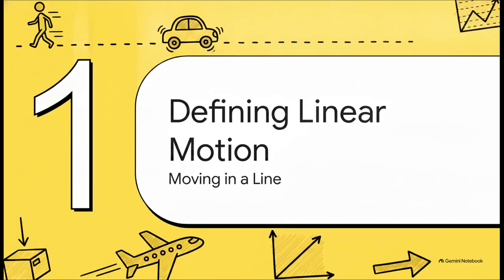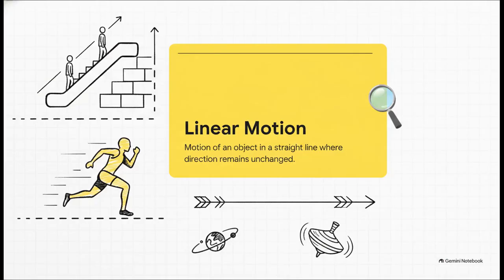Section 1. Defining linear motion. Moving in a straight line. We really have to set our baseline first by looking at literally the simplest form of travel there is. And that simplest form is, you guessed it, linear motion. In the physics world, this is strictly defined as the motion of an object in a perfectly straight line where its direction does not change.